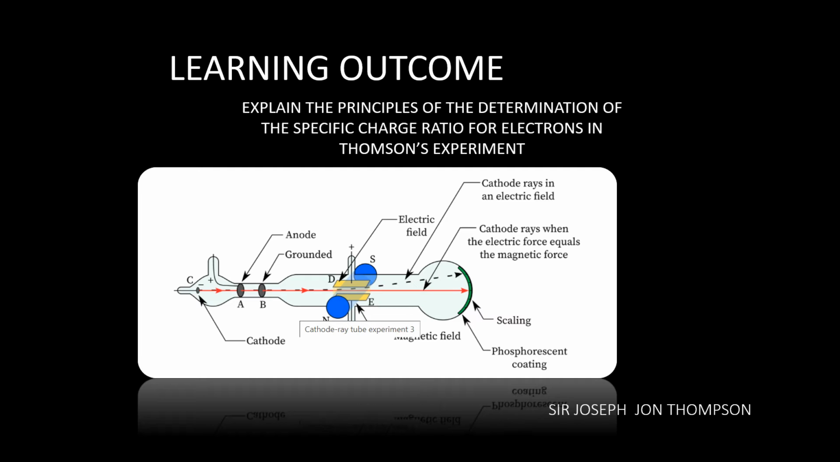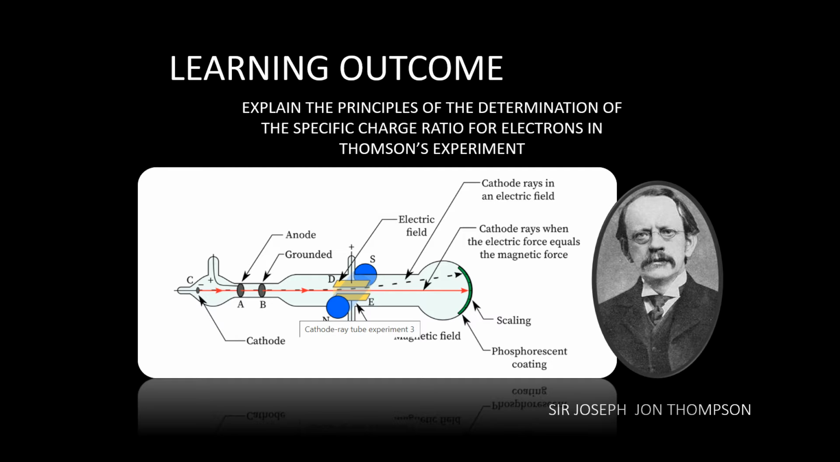Hi class, today's learning outcome will be to explain the principle of the determination of the specific charge ratio for electrons in Thomson's experiment. Sir Joseph John Thomson was a British physicist, credited with the discovery of the electron, the first subatomic particle to be discovered. He was a Nobel Prize winner, well known for the discovery of the electron.